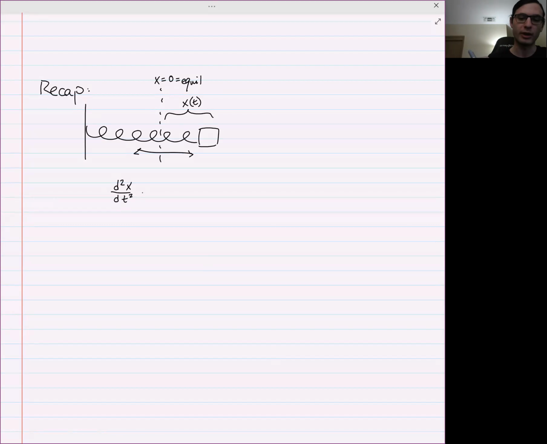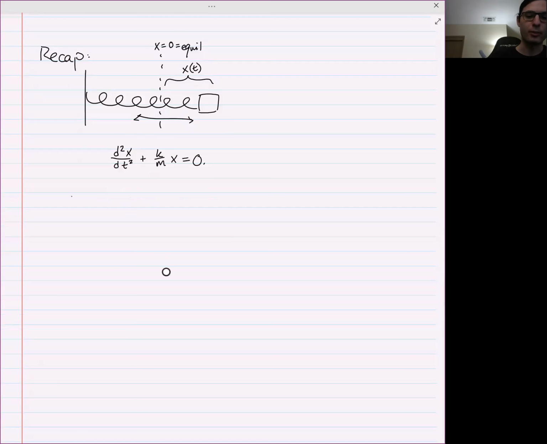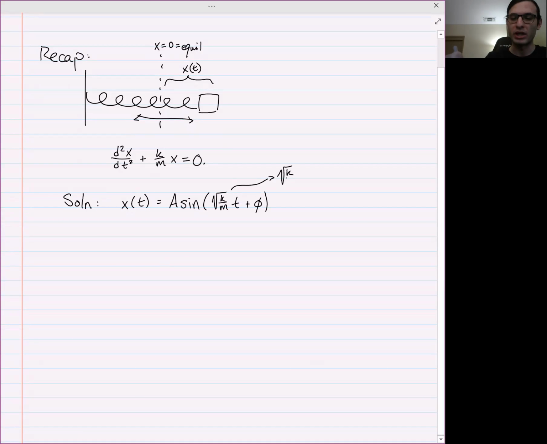Second derivative of x with respect to t plus k divided by m times x equals 0. And then we went about and we actually solved that differential equation, or at least we came up with a solution to it. The solution that we came up with was x of t equals A, where A is just some number, times the sine of square root k over m times t plus phi, where phi is some other number. Now, in this case, square root k over m, we gave the name omega.